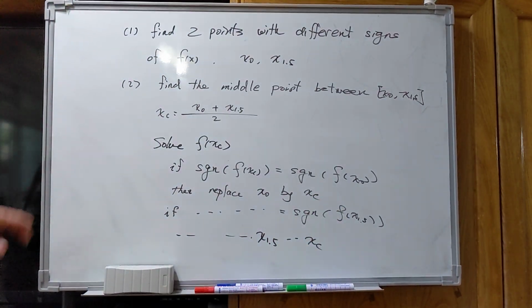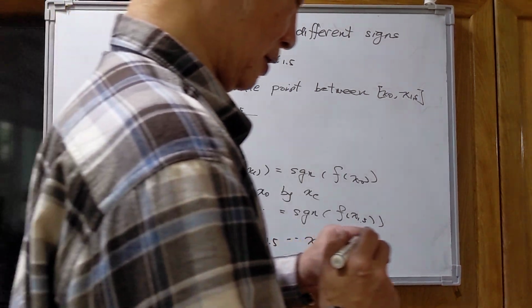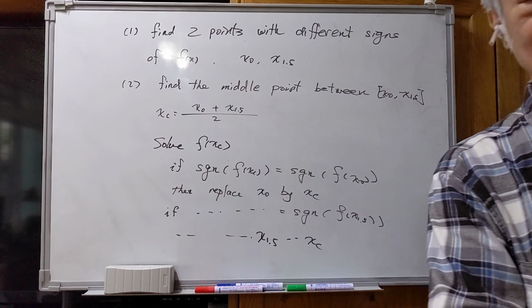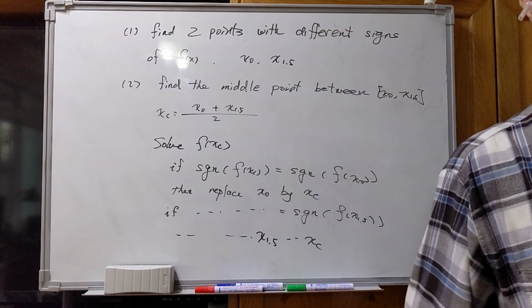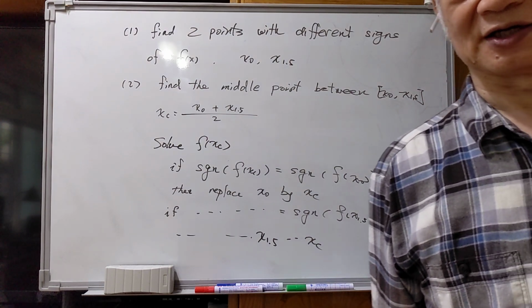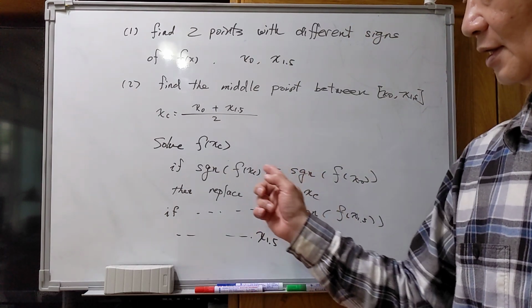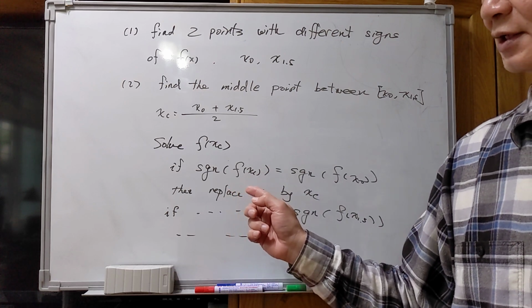So the next step, we need to find the endpoint which has the same sign as f of xc.